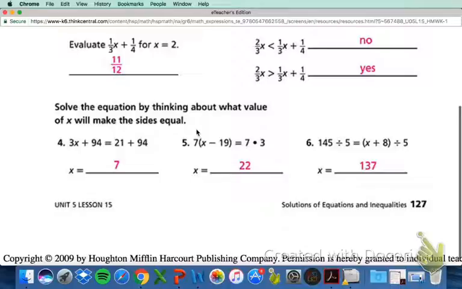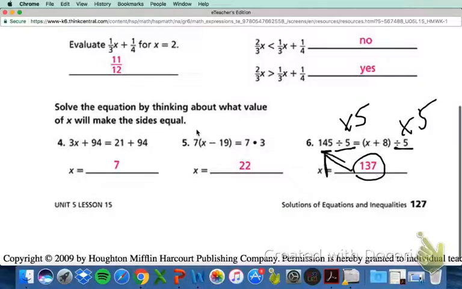Last one, 145 divided by 5 equals x plus 8 divided by 5. So basically since they're both divided by 5, we could multiply by 5 on both sides. And then we just have to make 145 equal to x plus 8. So 137 plus 8 is equal to 145.